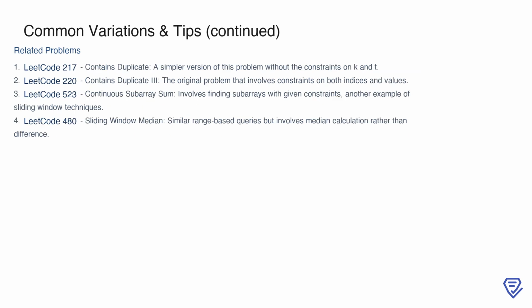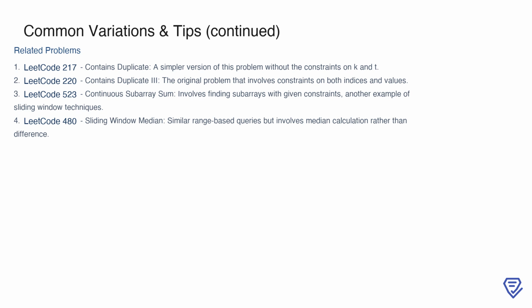This problem has strong connections to other challenges on LeetCode, and recognizing these can help you build intuition. For example, LeetCode 217, contains duplicate, is a simpler version of this problem that doesn't include constraints on k or t. It's a great starting point to understand the basic concept of detecting duplicates. The current problem, LeetCode 220, adds the complexity of k and t constraints, making it much harder. Another related problem is LeetCode 523, continuous subarray sum, which involves finding subarrays with specific constraints. This is another good example of applying sliding window techniques.